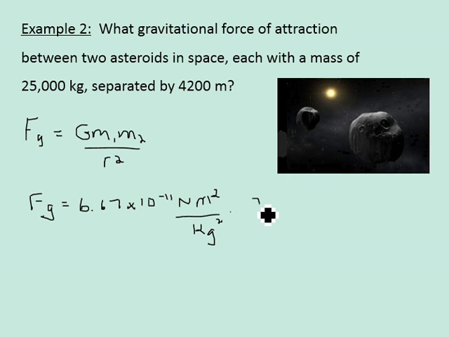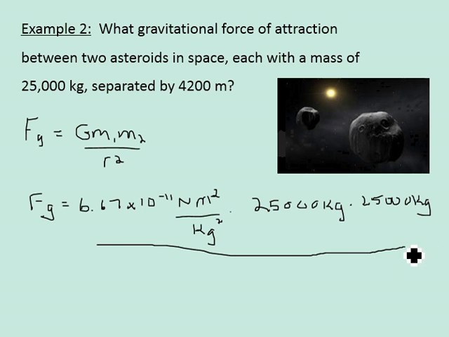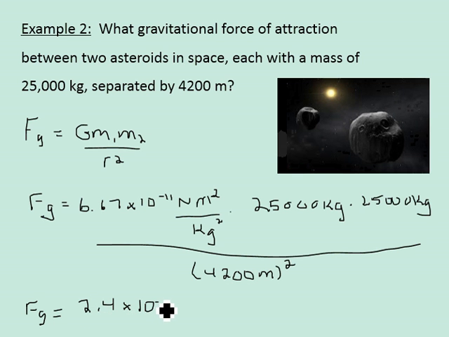Multiply it by our two masses. Both our asteroids have the same mass here, so you could either do this as 25,000 kilograms times 25,000 kilograms, or you could just square it. All divided by the distance between their centers. We would assume that's how it was given to us, as the distance between their centers. And we end up with the size of that force is 2.4 times 10 to the minus 9th newtons.